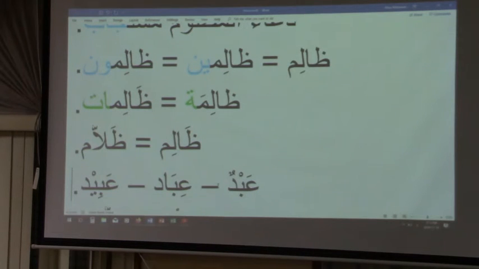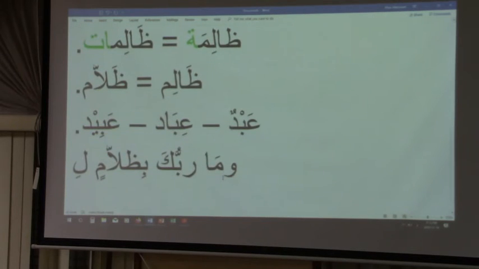So we have Abd, Ubaid. We have Hamid and we have Umayd. We have Umar and we have Umair. Right, look now here. Ibad, servants, Jama'. It's a plural. So brothers and sisters, these two words are plural. Ibadun, abidun is a Jama' of Abdun.